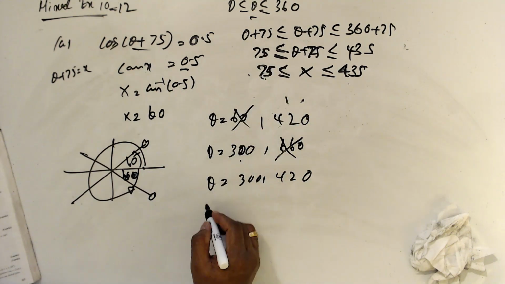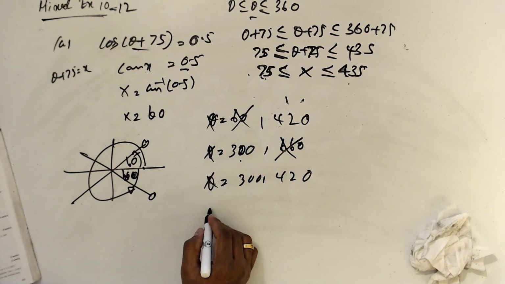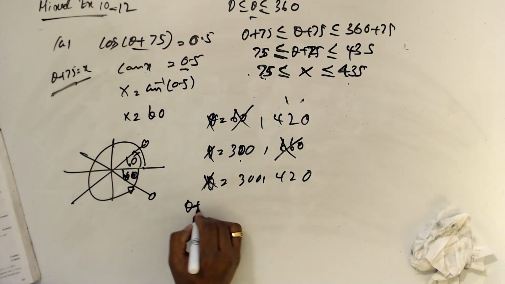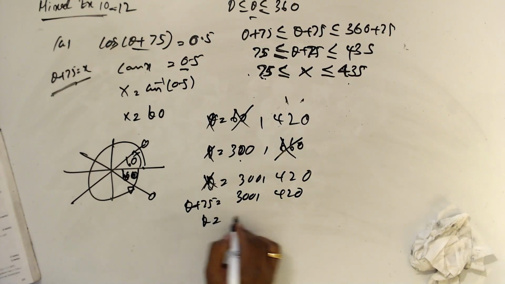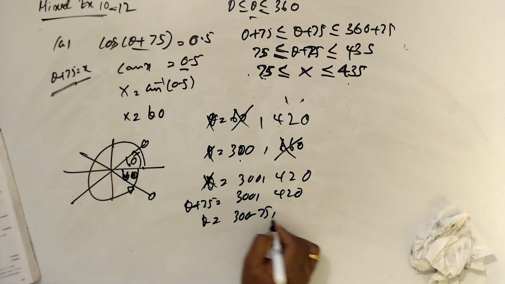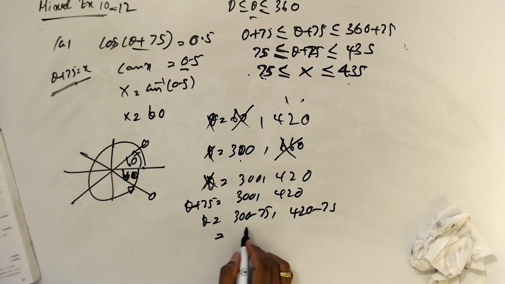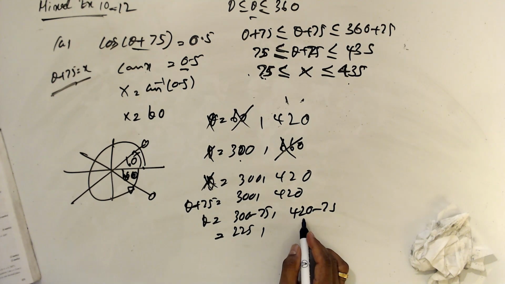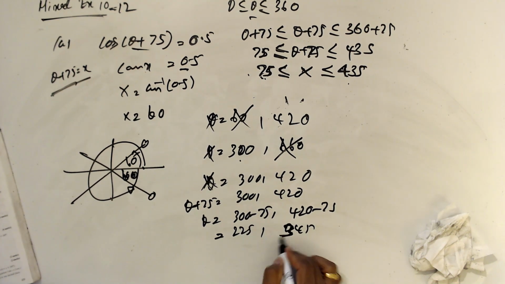Now x means theta plus 75 equals 300 and 420. Then theta equals 300 minus 75 and 420 minus 75. This is 225 and 345.